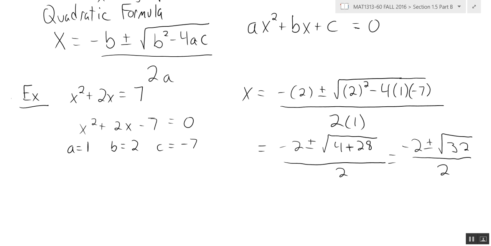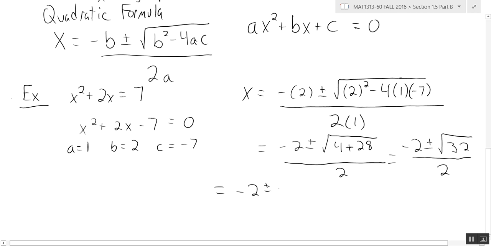Alright, so I need to see, can I simplify my radical there? Is there a way to simplify the square root of 32? Are there two numbers we can multiply together to give us 32, where one of them is a perfect square? Yes, right? What could I do?